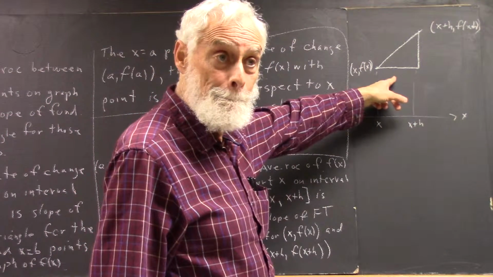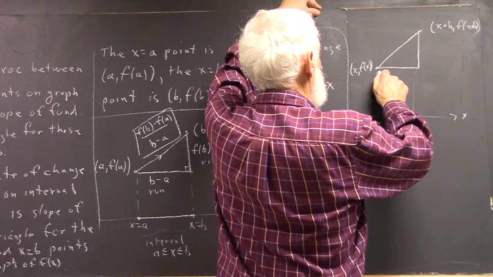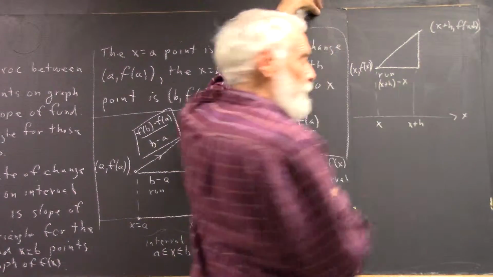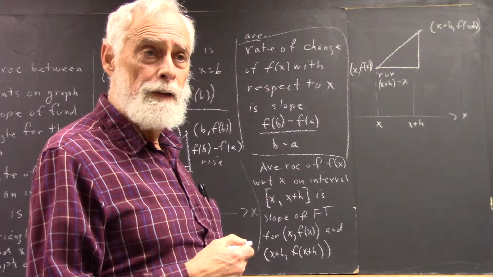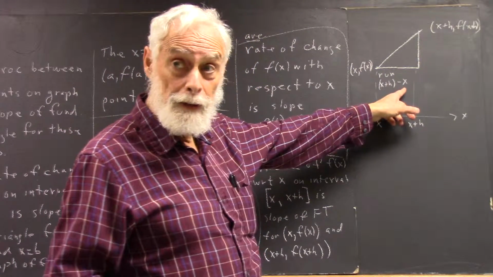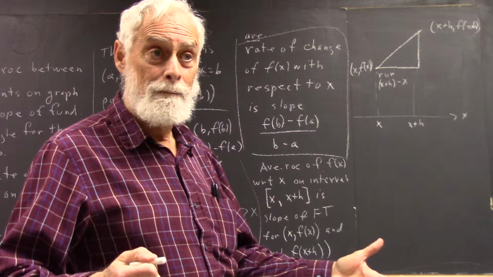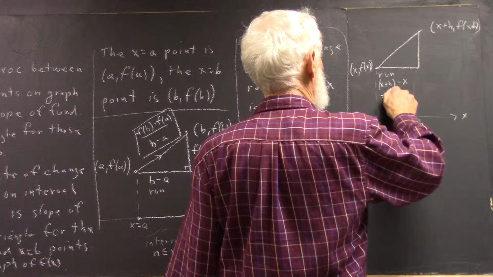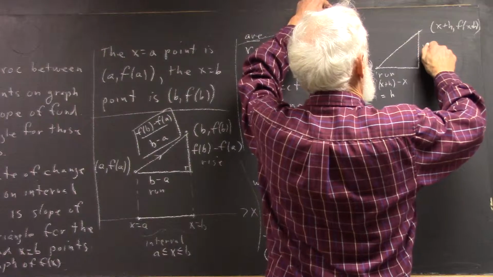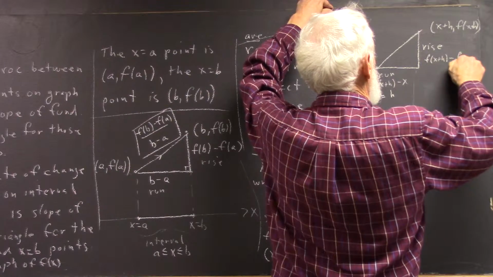So what's the run? The run will be x plus h minus x. Does that simplify? Can you simplify x plus h minus x? It will be just h. So the run is just h. The rise is f of x plus h minus f of x.